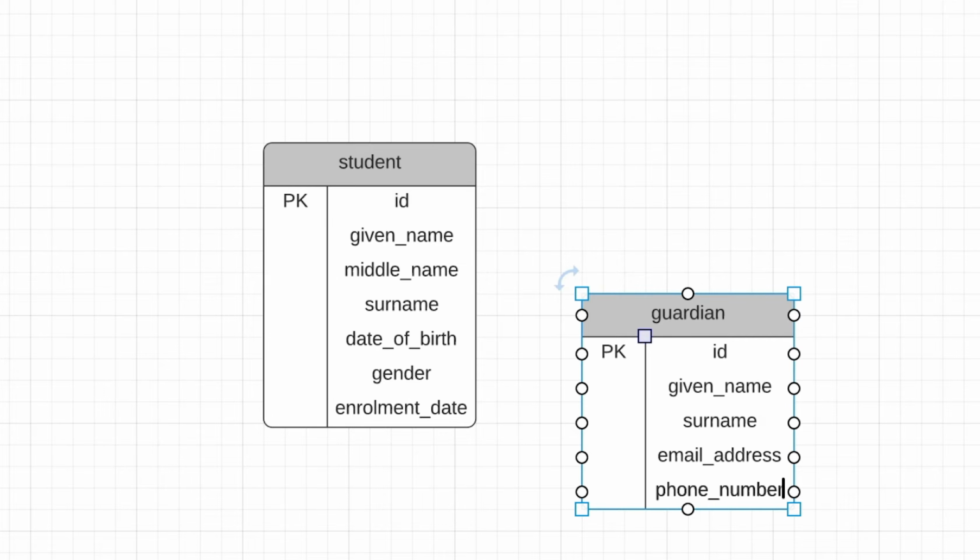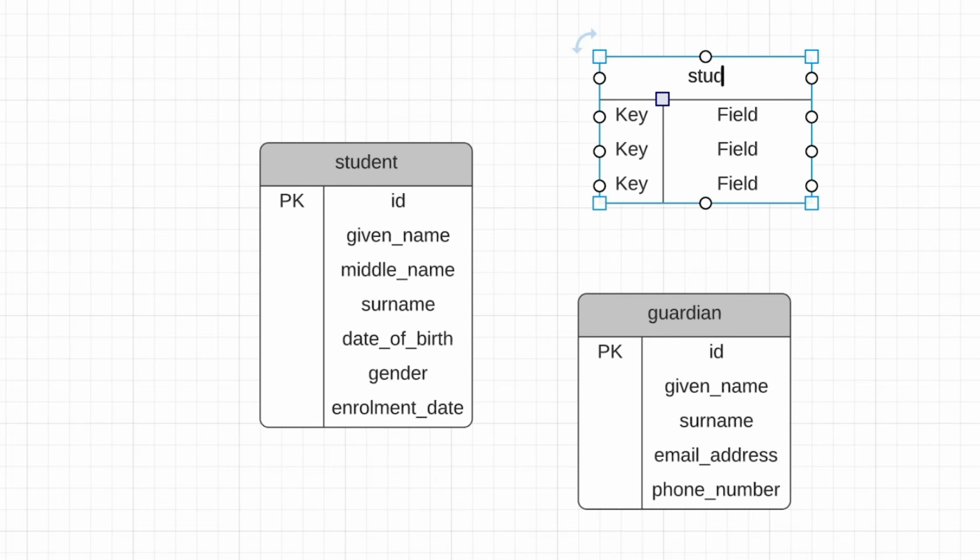How do we specify the guardians for each student? The requirement says that a student can have multiple guardians, such as a mother and father or a mother and grandmother. A guardian could have multiple students if there are multiple children in the family. So this is a many-to-many relationship. So we need a joining table. We'll add one here and call it student guardian. We store the student ID and the guardian ID.